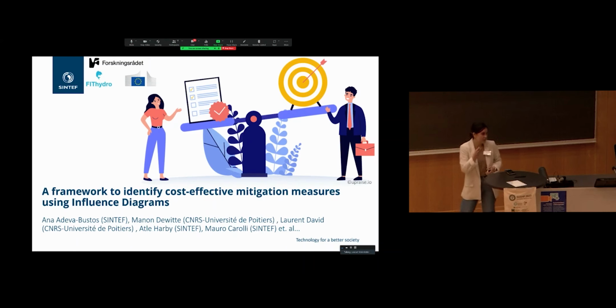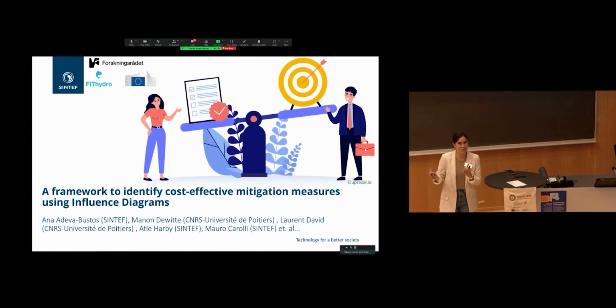So I'm going to present today. It's a bit different to what we have seen until now, but it's more an assisting tool, in this case, influence diagrams, and how you can use them to find or identify cost-effective measures. For example, if you need to implement fish migration measures.